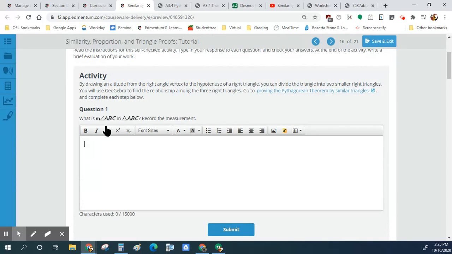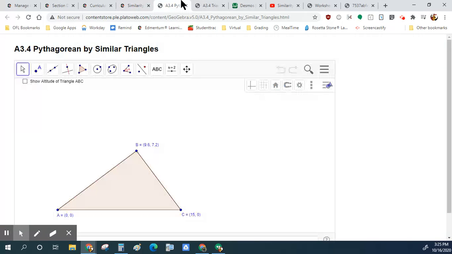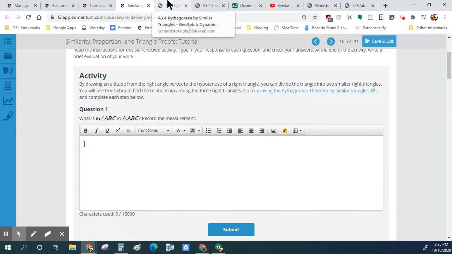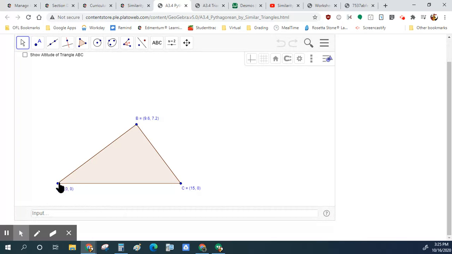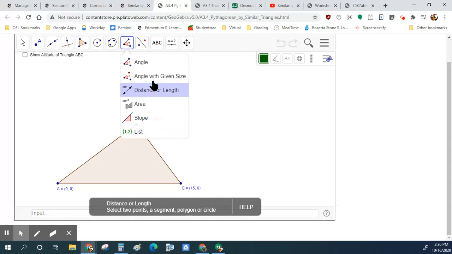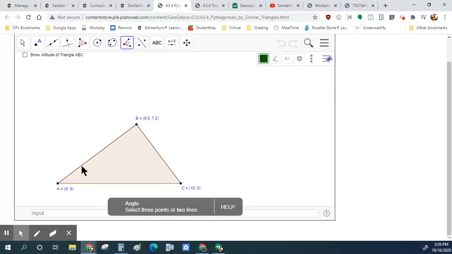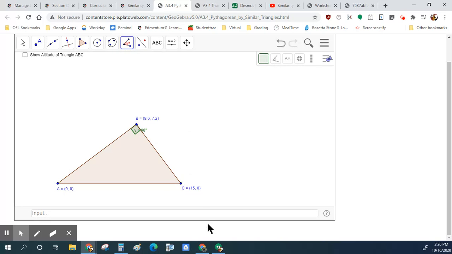All right. So, what is the measurement of this angle? So let's go to here and we're going to say measurement of angle ABC. And remember, we want to go counterclockwise. So they actually did it in the right order. Sometimes I've seen that Edmentum will do it in the opposite order. So we're going to go A, B, C. So that's a right angle.